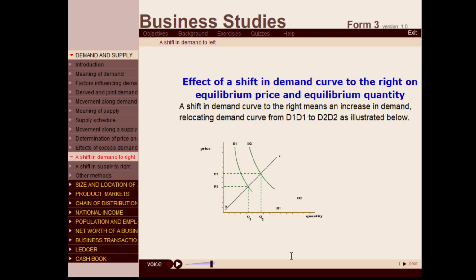Effect of a shift in demand curve to the right on equilibrium price and equilibrium quantity. A shift in demand curve to the right means an increase in demand, relocating demand curve from D1, D1 to D2, D2 as illustrated below.